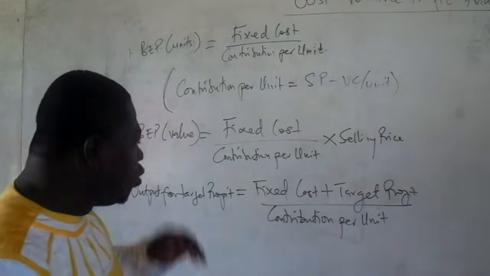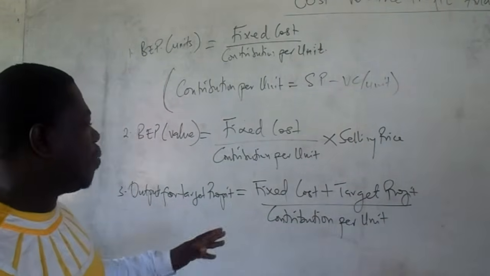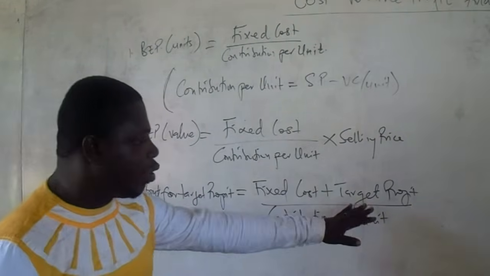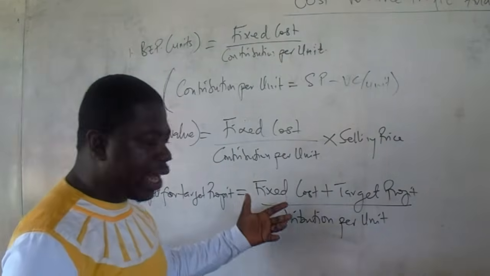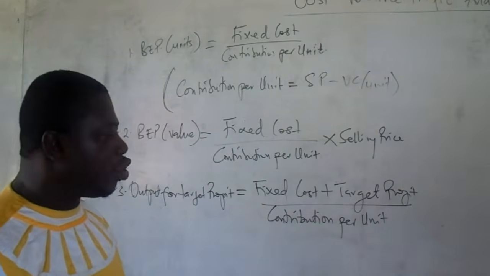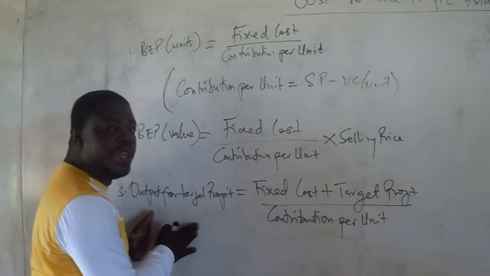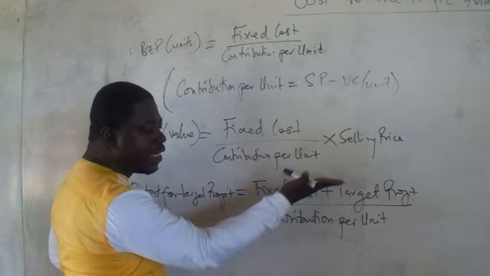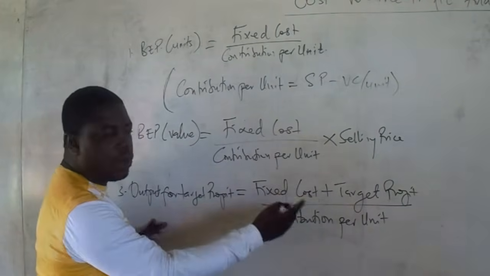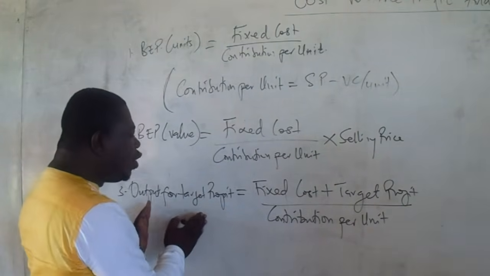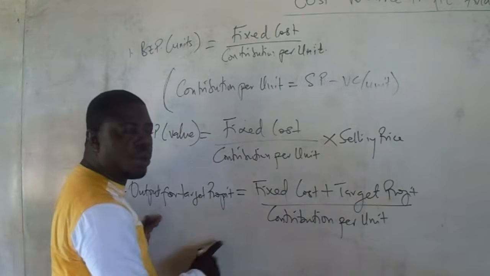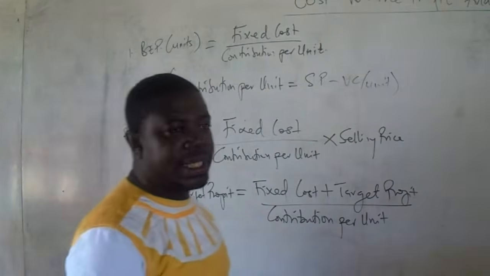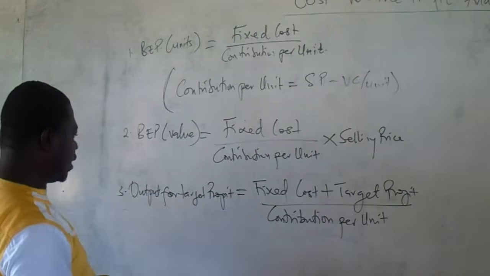So if you want to produce at a target profit, if your target profit is 100 cedis, for example, you add your 100 cedis. If it's $100, you add $100 to your fixed cost, which is there already, and you divide everything by your contribution per unit. You are going to get the number of units that will earn you that target profit. In other words, you are kind of inflating your fixed cost with the target profit, so that whatever unit you have is still able to cover the fixed cost plus the target profit. And that is how we set target profit with break-even analysis.